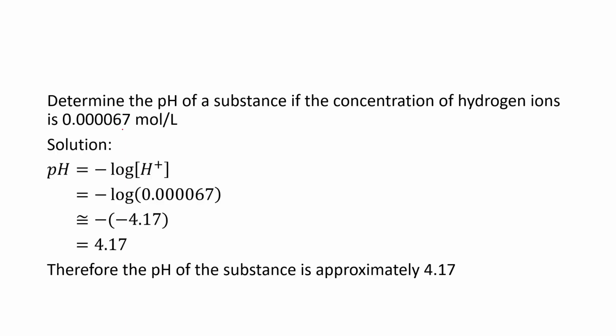0.000067 moles per liter. Well, that's like saying that this H+ number right here is 0.000067. Well, negative log of that quantity is equal to negative 4.17. Because if you use your calculator to evaluate log of 0.000067, you'll get negative 4.17. With that extra negative sign in front, the pH is 4.17, and we can give our final answer.